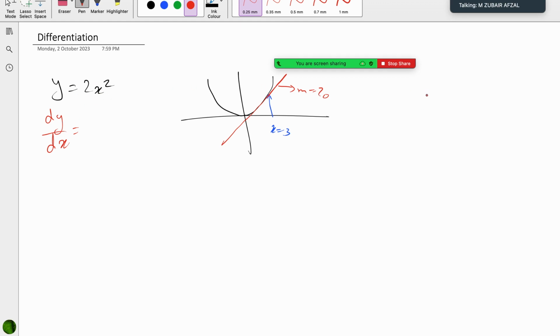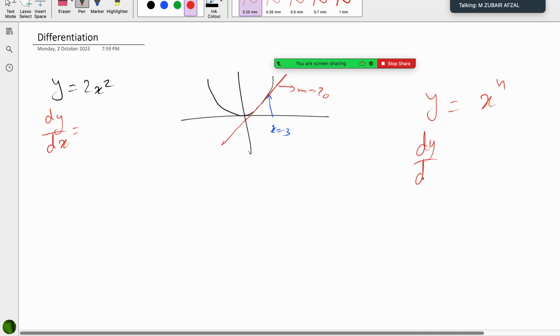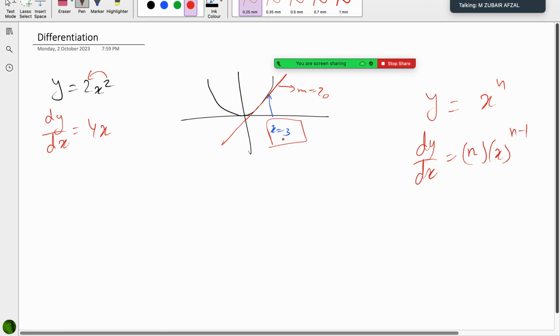How do you do it? Y is equal to anything raised to power n. So dy by dx is, we bring the power down, multiply with it and decrease 1 from the power. Do you remember? You've also covered this in O levels. So this is 4x. That is your derivative. You multiply the power with the constant and reduce 1 from the power. Now 4x is the derivative. The question demanded the gradient at point 3. So 4 into, substitute the value of x, this is 12. So 12 is the gradient when x is equal to 3.